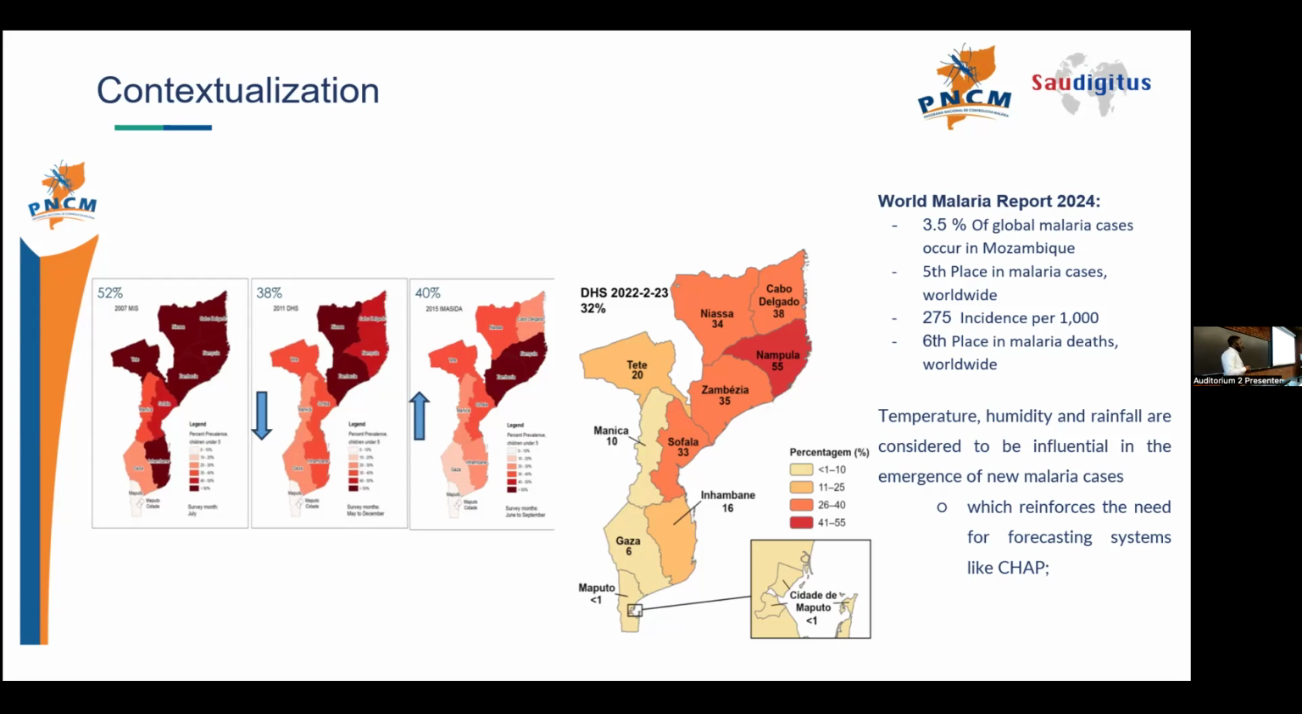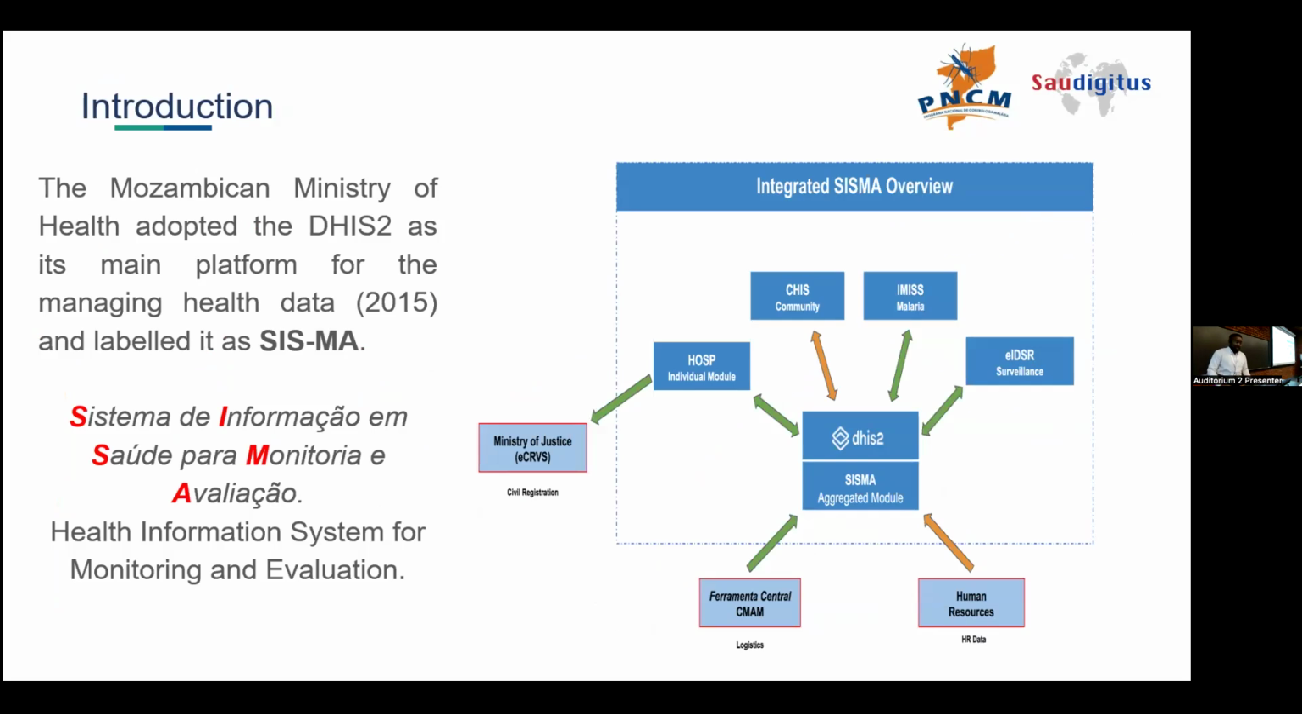And according to the Ministry of Health, malaria is one of the main causes of death in Mozambique, and most of the cases are in children under 5 years old. About 0.5% of the total malaria deaths are children under 5 years old. So these results reinforce the need to use CHAP as a platform that can anticipate these malaria outbreak events. In Mozambique, the Ministry of Health adopted SISMA.